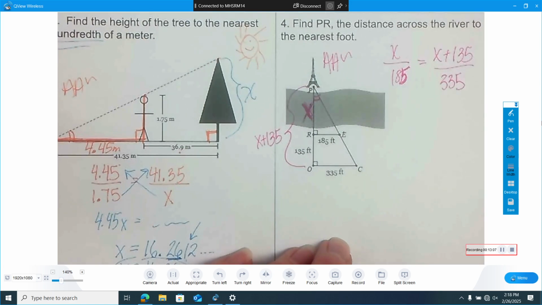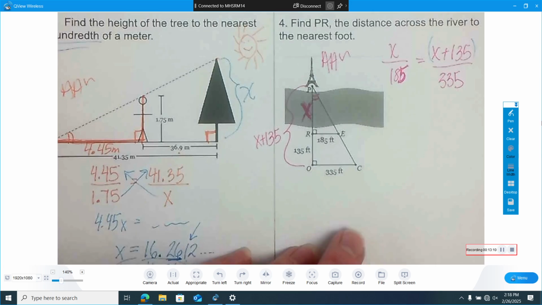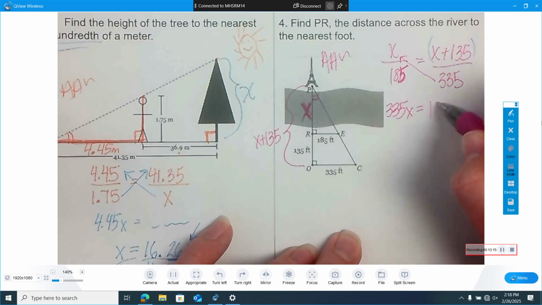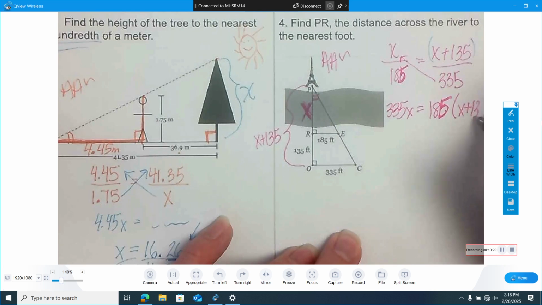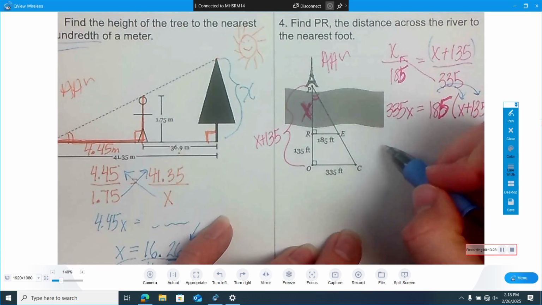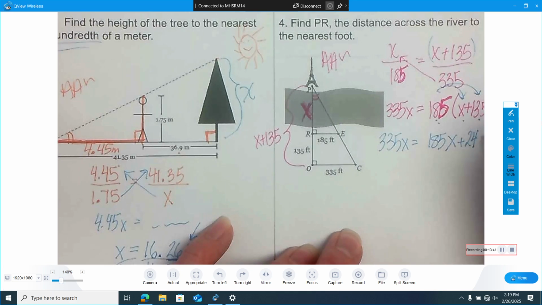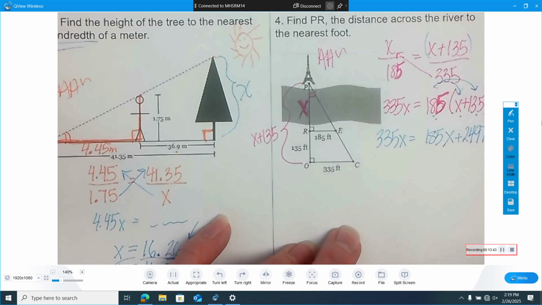And we just need to make sure that we distribute very carefully on this problem. I have 335 times x equals 185 times the quantity x plus 135. What do I need to do with that 185? Distribute. Very good. Thank you. So I have 335x equals 185 times x, which is 185x. What's 185 times 135? 24,975. Beautiful.